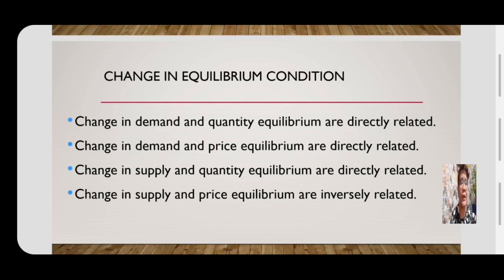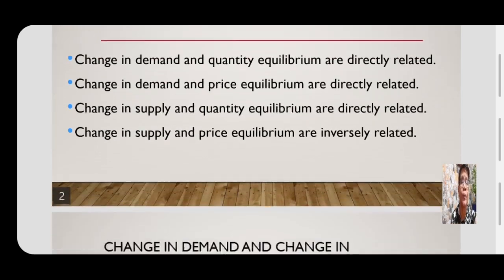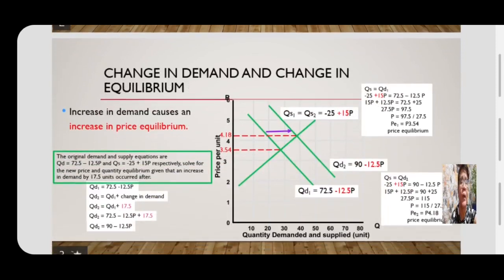While for the change in demand and quantity equilibrium, for example, since they are directly related, if there is an increase in demand, there will be a corresponding increase in quantity equilibrium also. And that is how the other elements are to be stated when a direct relationship is observed. Now let us move to the next slide.